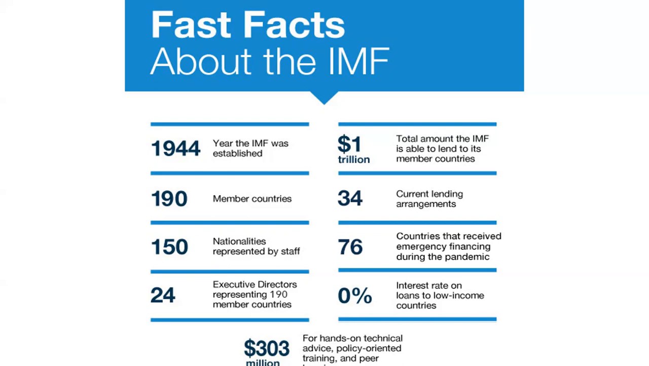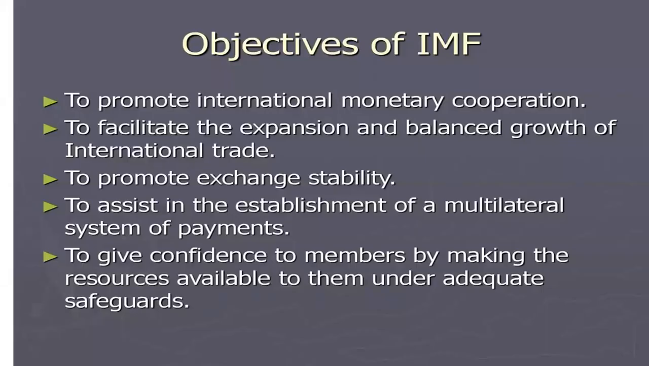And the last one is 303 for the hands-on technical advisory, policy oriented training and peer assistance. Sorry, not power. It is peer assistance. The diagram is quite clear.